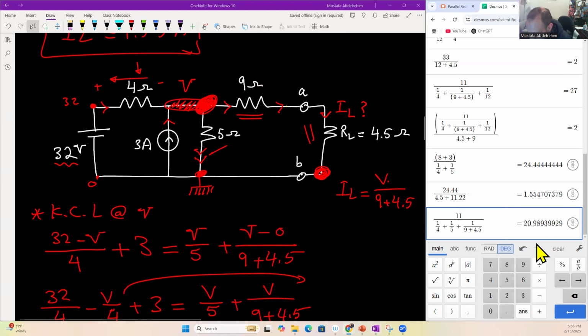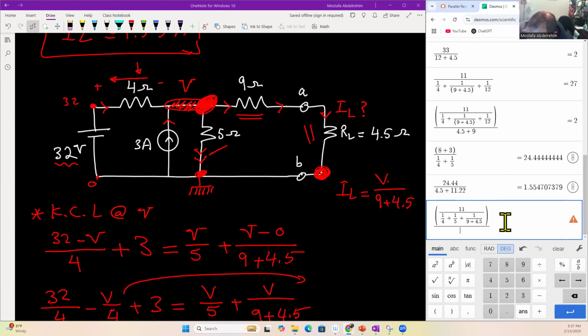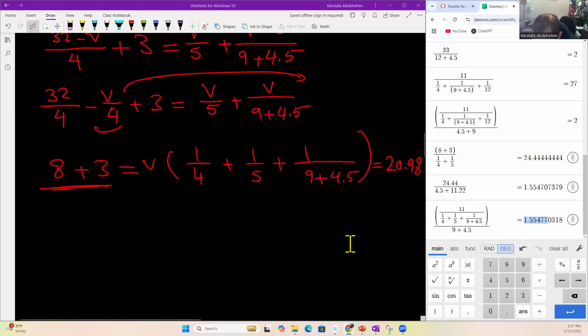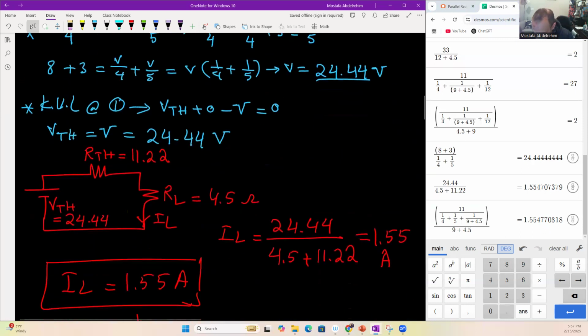This is V, correct? This here is V. Just put it in between brackets like that and divide it by 9 plus 4.5. That's why I like to use an online calculator. It's very powerful. It gives us 1.55. So IL is 1.55 amperes. Let's compare it to the Thevenin solution. It is here, 1.55 amperes. And of course, they have to match each other.